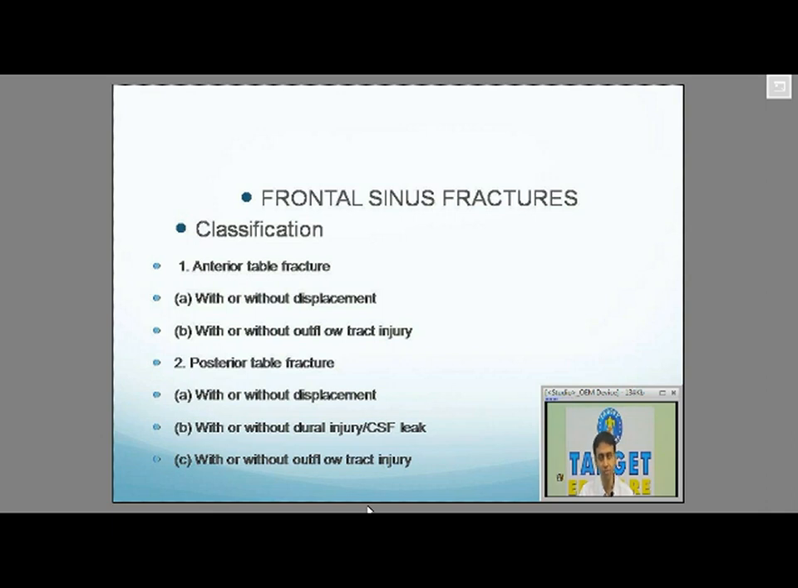In anterior table fracture, we have anterior table fracture with or without displacement. We have anterior table fracture with or without outflow tract injury, that is a nasofrontal tract injury. In posterior table fracture, we have fracture with or without displacement, fracture with or without ductal injury or CSF leak, and posterior table fracture with or without outflow injury. So this is just an overview of the classification of frontal sinus injuries.